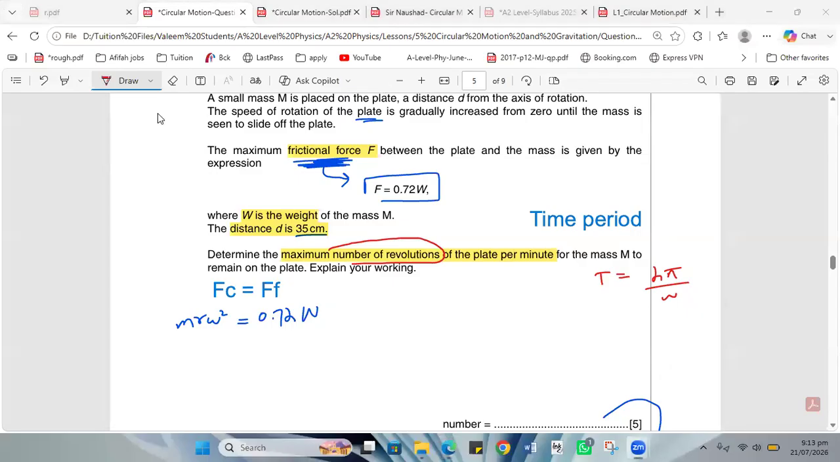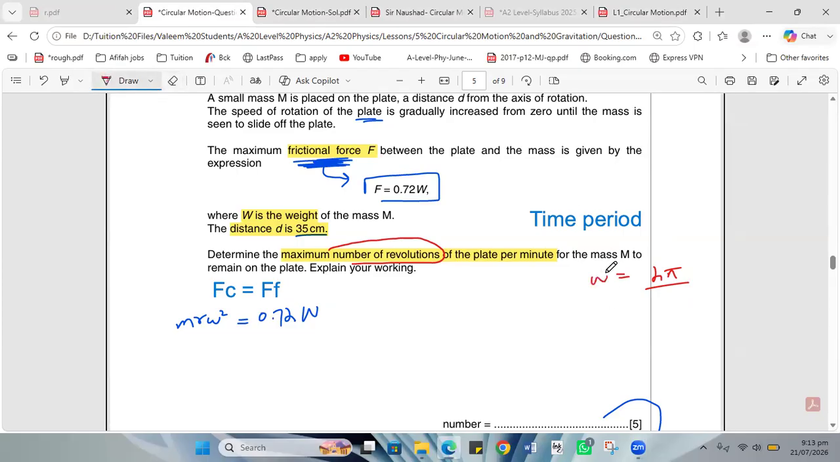Or maybe let me write it the other way around. Angular speed is equal to 2 pi upon time period. This was a formula, so that's why we're using this one. If I use mv squared upon r, that is of no use to us. It will not help us find time period.